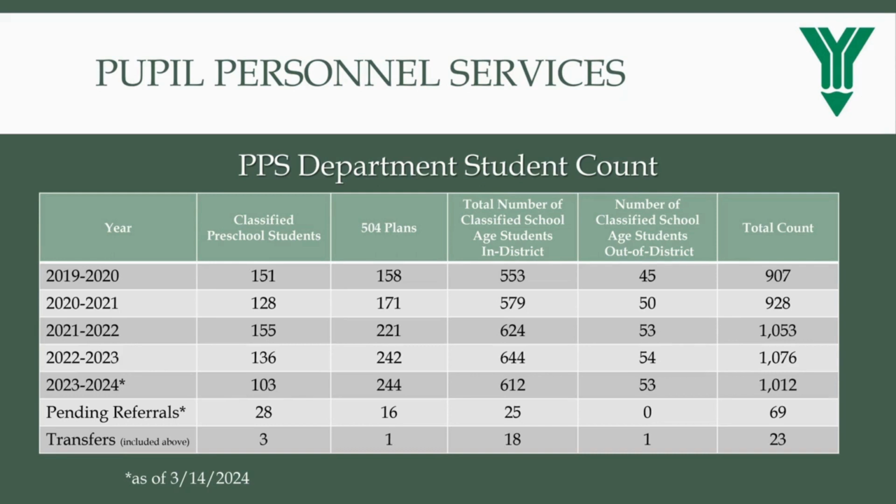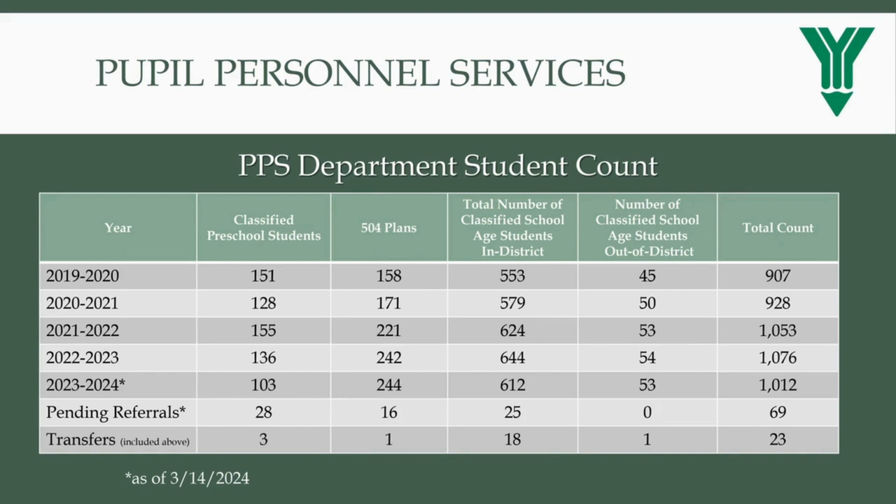And the row just above that shows the pending referrals. And we have a lot of students who are referred for evaluation. Some of those students go on to be classified and some don't. And so the number of current pending referrals is 69, and we do expect our overall number of classified students to grow by the end of the school year.